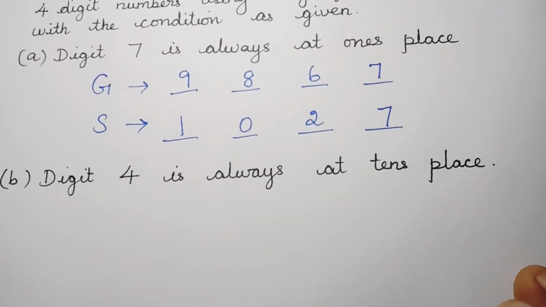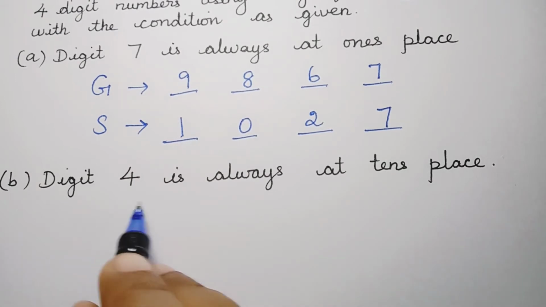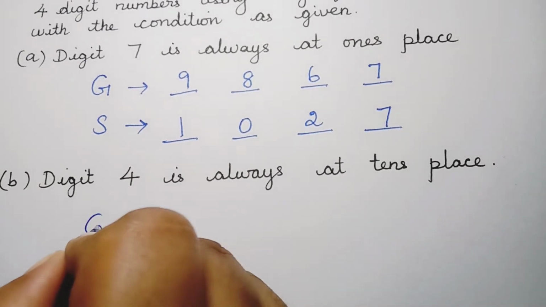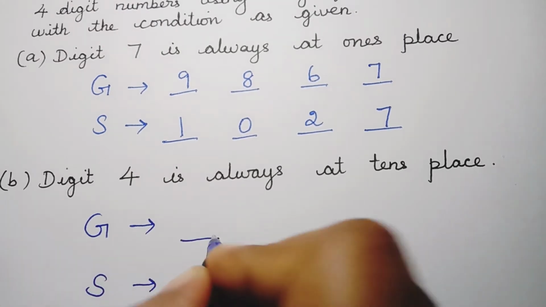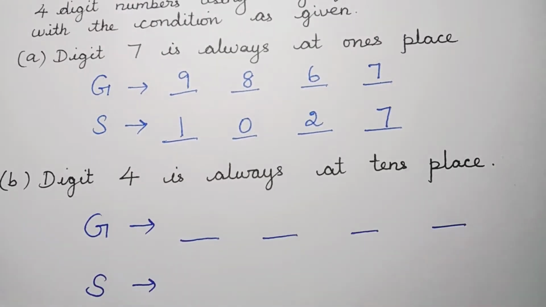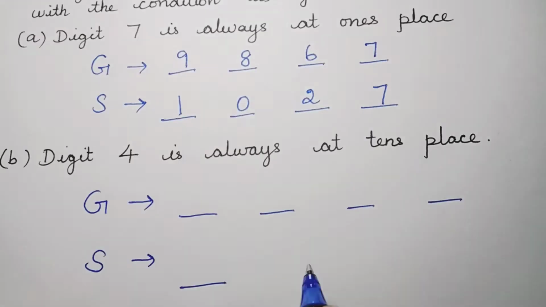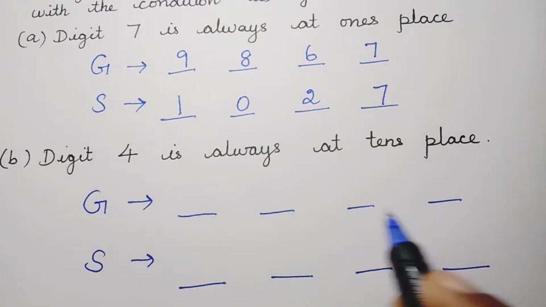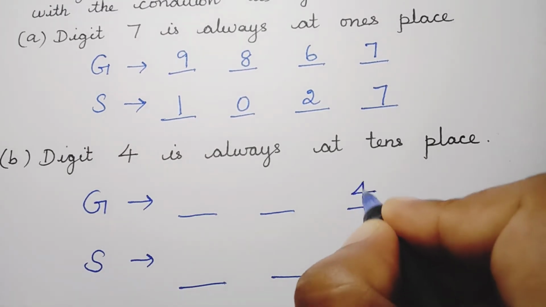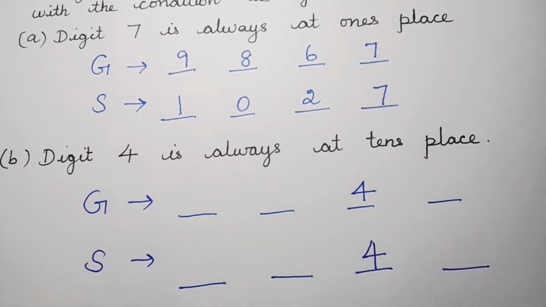So in the same way, you have another question: a 4-digit number with a 4 in the tens place. So we will write the conditions first. Greatest and smallest, both are 4 digits: 1, 2, 3, 4. Again, smallest is 1, 2, 3, 4. We have 4 in the tens place. So which is the tens position? Ones, tens. So we have 4 at the tens place, in both cases.